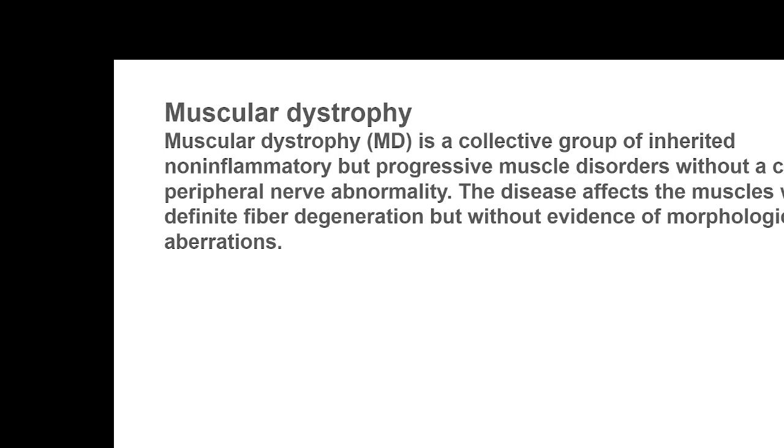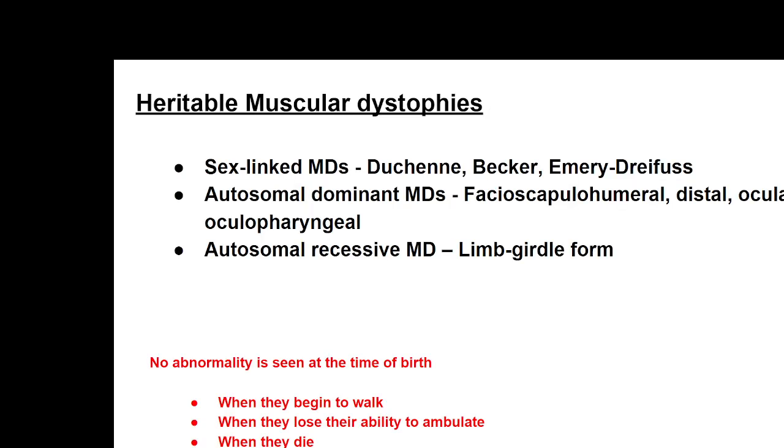Now, it's also defined that muscular dystrophy is again not a single disease, but a collective group of inherited, non-inflammatory and progressive muscle disorders without a central or peripheral nerve abnormality. So muscular dystrophy is a non-neurological condition in the majority of cases. But I have referred to this in the discussion of neurology because we are discussing muscle atrophy, and at the same time muscular dystrophy could be relevant. The disease affects the muscles with definite fiber degeneration but without any evidence of morphological aberrations. Now, muscle dystrophies are again, there is a typing error, it should be strophies, not dystrophies.